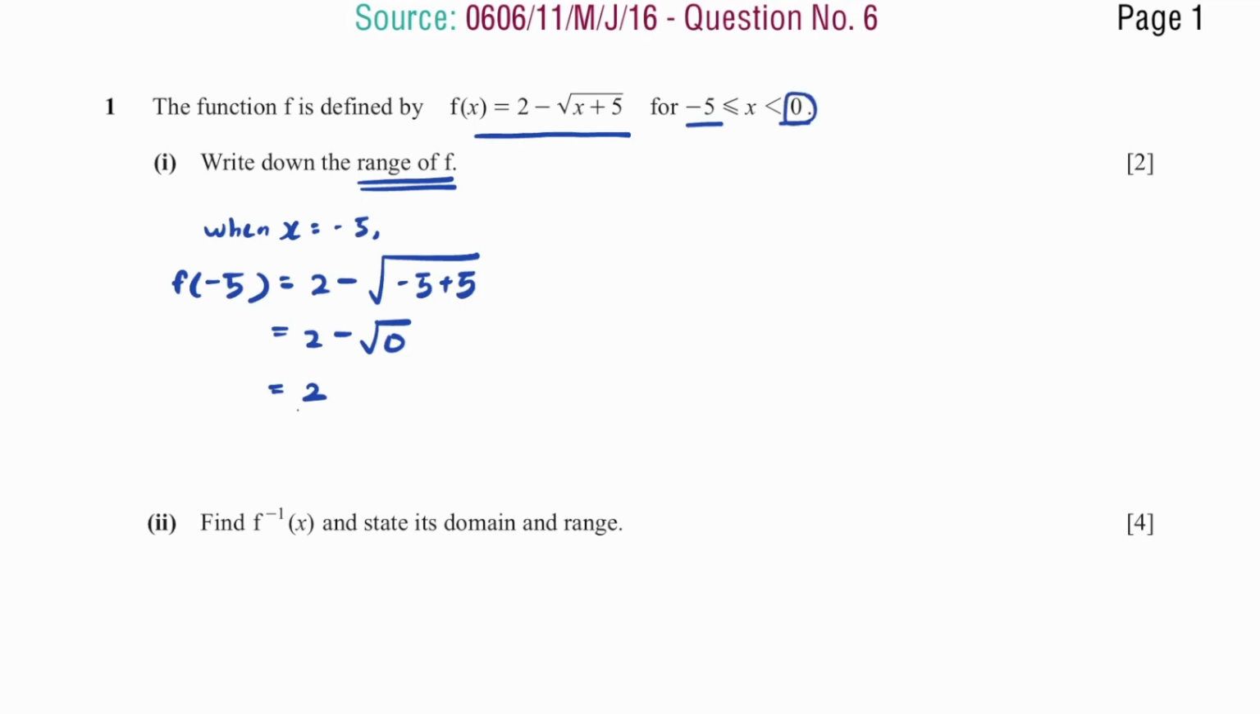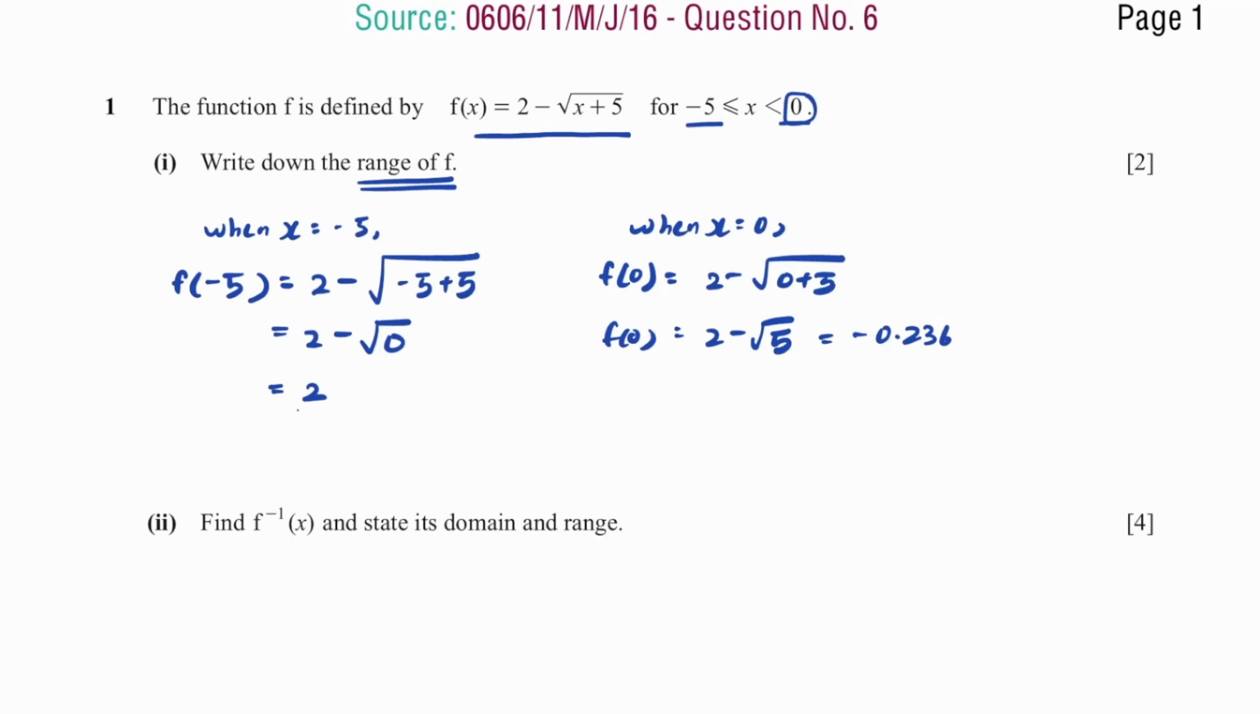So it says that x goes up to 0. So do it for when x is equal to 0. What is your y or f? So 2 minus root of (0 plus 5), you will get 2 minus root 5. So 2 minus root 5 is like negative 0.236. So technically this is smaller compared to this.